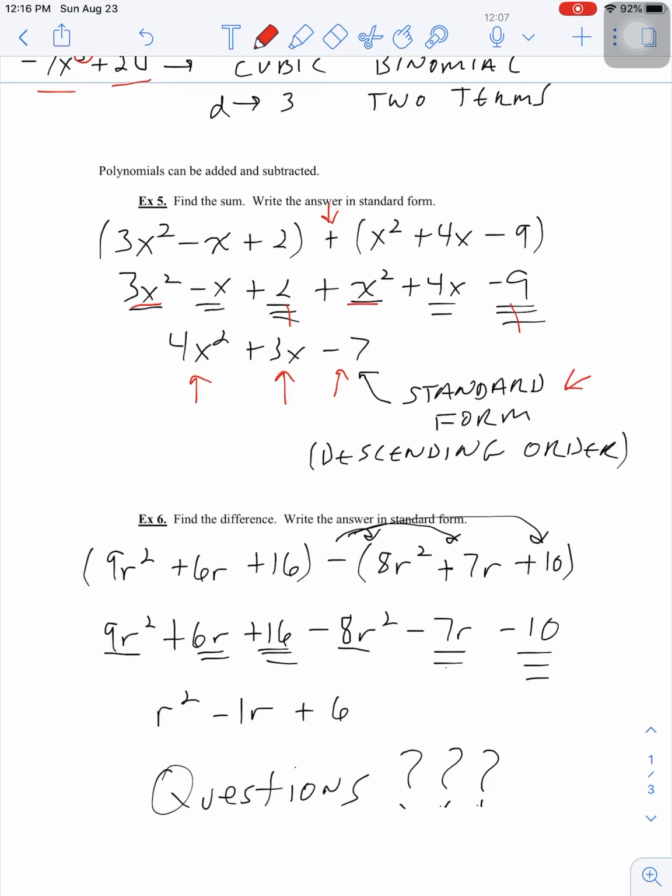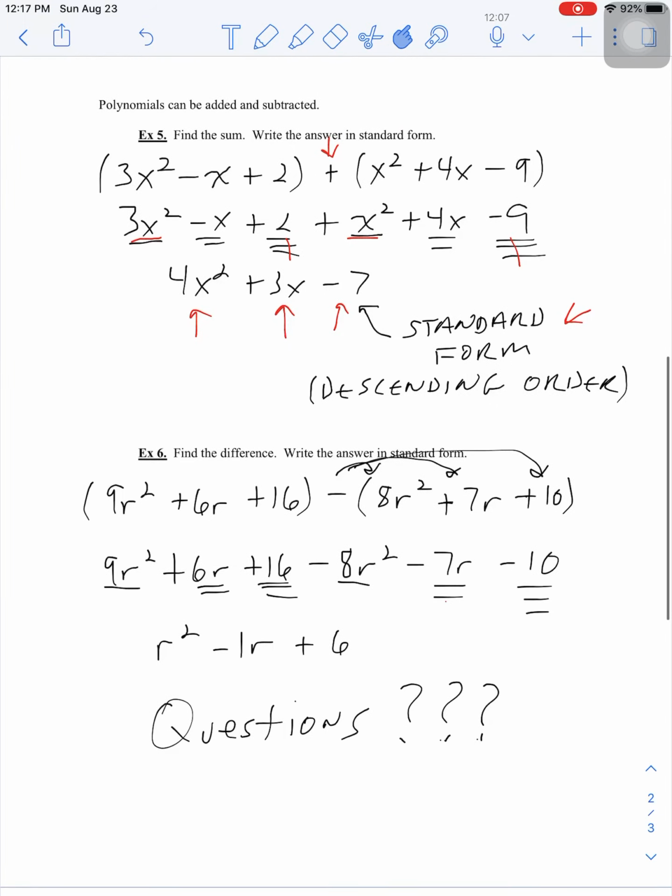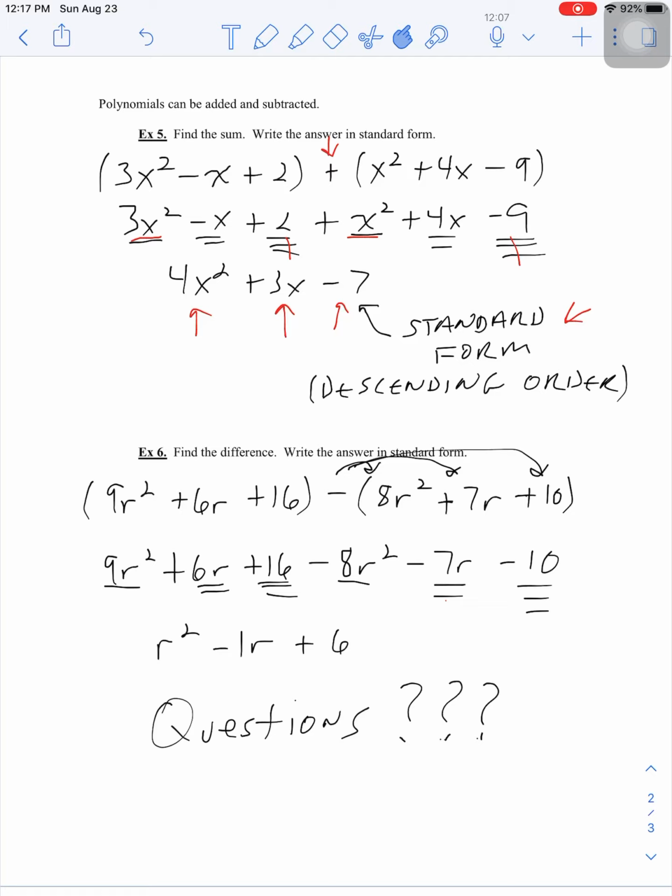Okay, and then the last example here, we're going to look at finding the difference, or it's a subtraction problem. And the thing that you're going to remember with subtraction problems is to distribute in the negative sign. So in the first quantity, you just drop the parentheses. You're going to get a 9r squared plus 6r plus 16. And then you got to distribute in the negative sign. So you get a negative 8r squared minus 7r minus 10. And then start combining like terms.